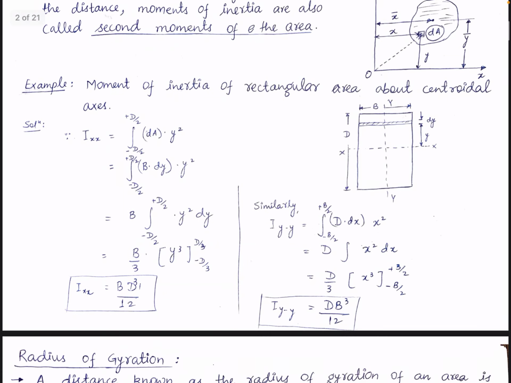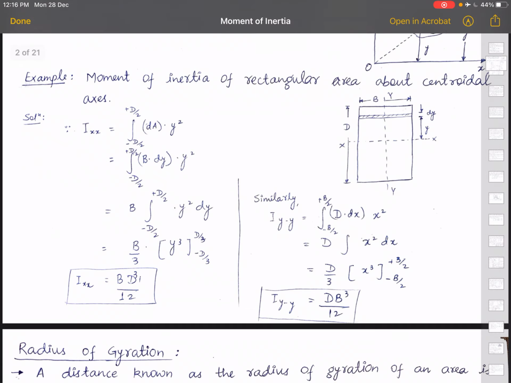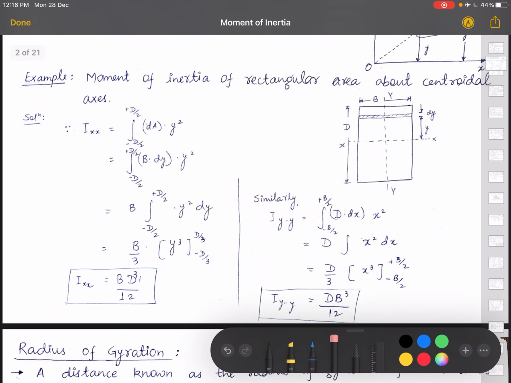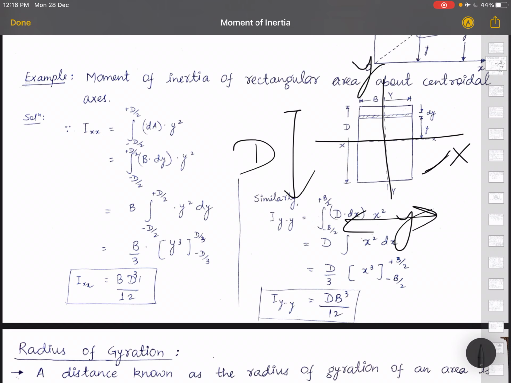So let us try to understand with the help of one example. We have to calculate the moment of inertia of a rectangular area about its centroidal axis. Clear? This is our area, our rectangle, so this is x, this is y. Dimensions are given: this is d and this is b. Clear? So we want to calculate I x x.